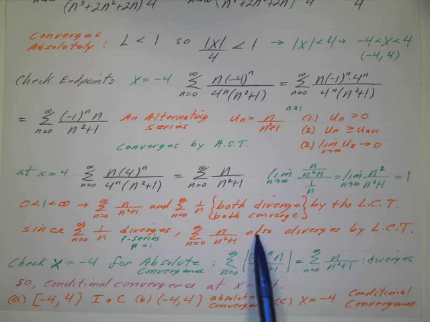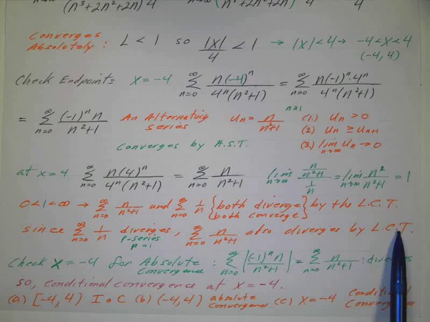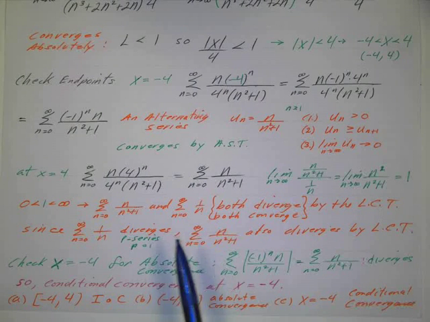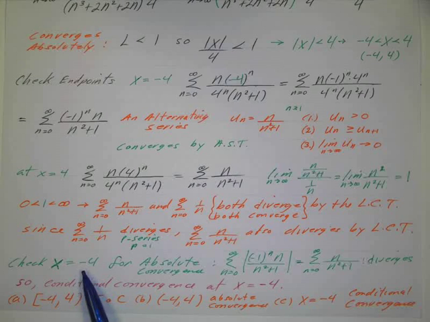That means that my series also diverges by the limit comparison test. So therefore, it doesn't converge at 4, so that's why 4 is not in my interval of convergence. Negative 4 is, because it converges by the alternating series test. 4 isn't.